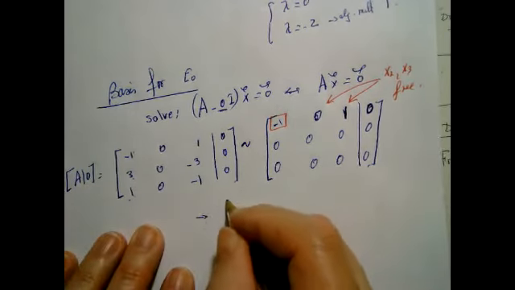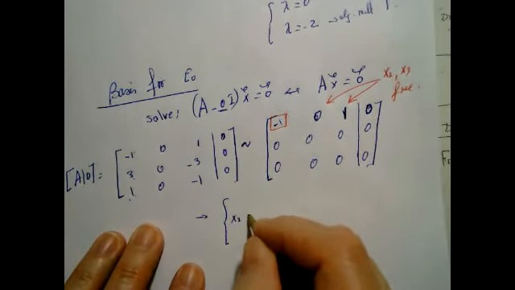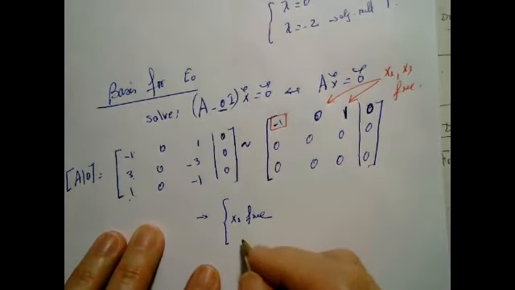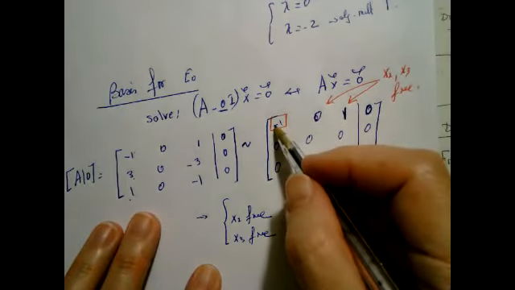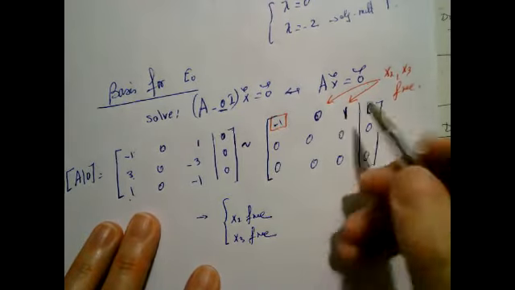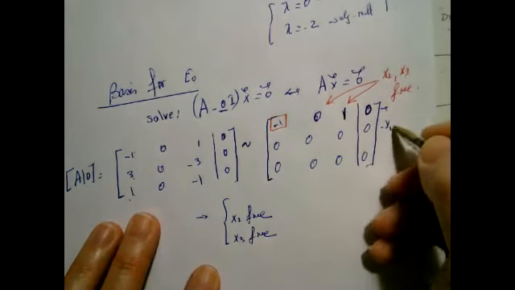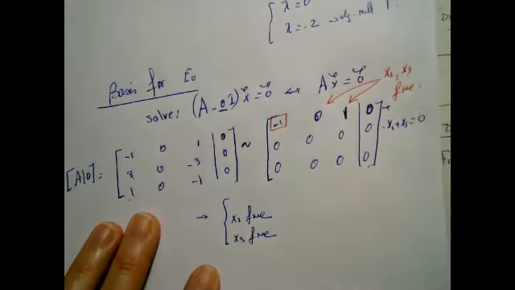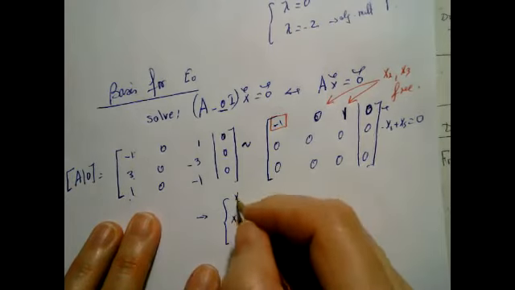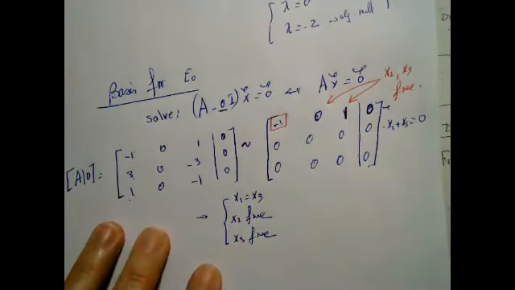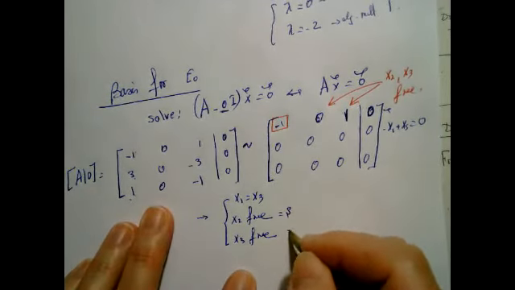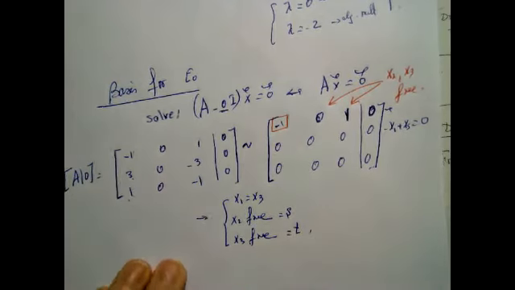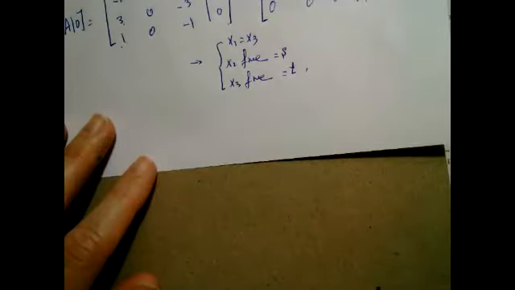So let's write this down. It means I have x2 free, x3 free. And x1: the first row reads minus x1 plus x3 equal to 0. It means x1 equals x3. So I have two free variables. I'm going to set this to be an S, and this to be a T. And now I always have to write the solution in vector form. So now we write the solution in vector form.